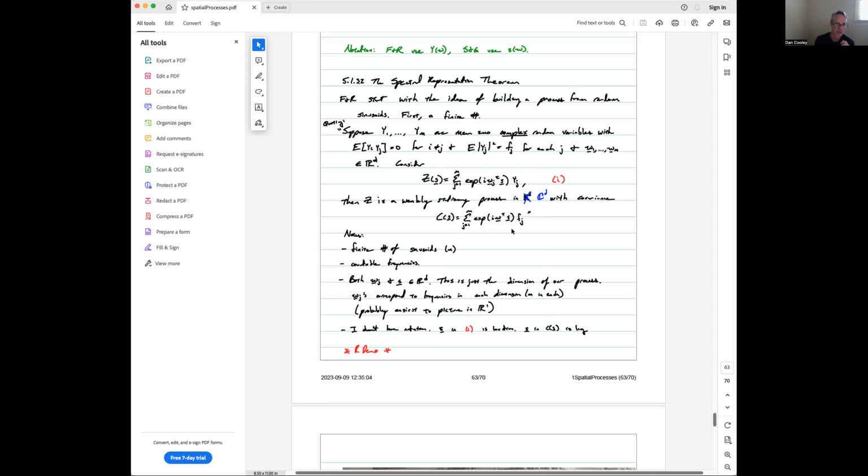Both our frequency vector and our location are in RD. This is just the dimension of our process. And of course, when I take this d-dimensional vector times this d-dimensional vector, that gives me a number. So our z is a scalar. It's a single number, but a complex number. So of course it has a real and imaginary part.